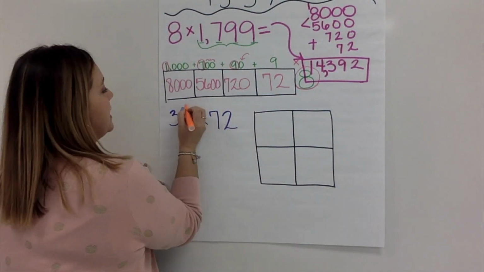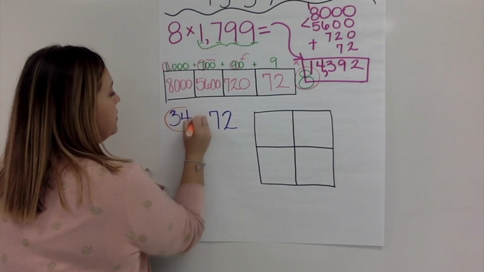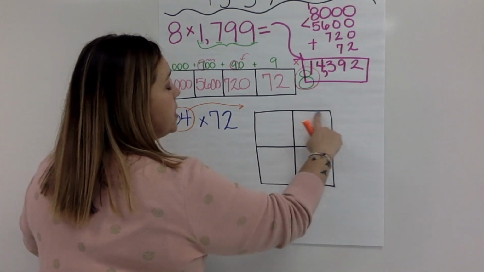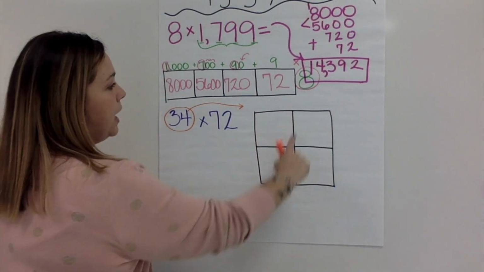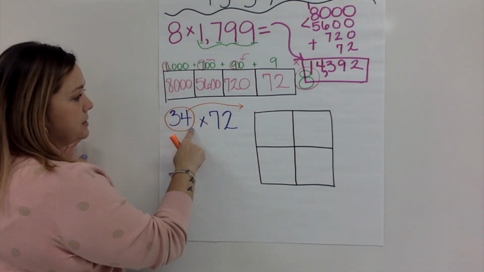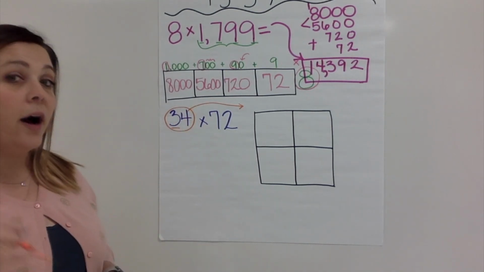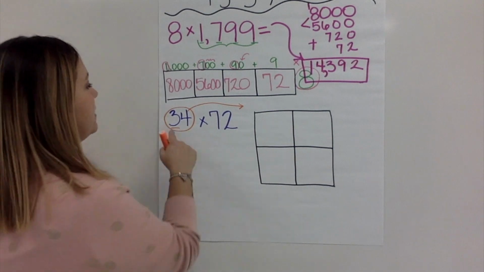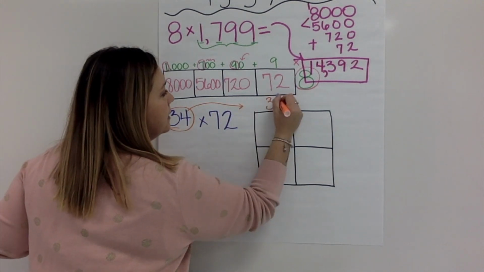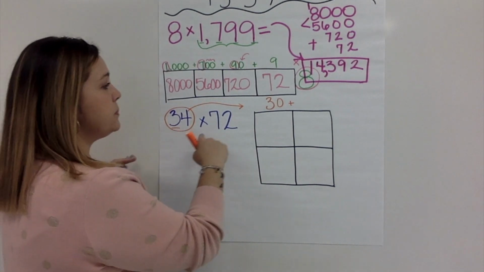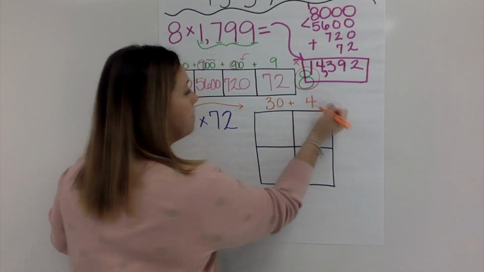So we're going to take this first factor right here, 34, and we're going to expand it out and write it along the top of our area model. So 2 columns for 2 digits. So the 3 is in the tens place. That means it has a value of 30. Very good. So we're going to write 30 here. Plus the value of the 4 in the ones place is simply 4.